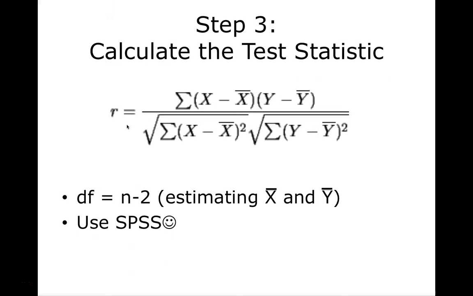We calculate the test statistic. I'm not going to spend a ton of time on this particular formula. I think your book does a nice job of breaking it down a little bit and helping you think about what this formula contains and how it works a bit. But thankfully we'll just use SPSS. And the important part is that we know when to use the correlation and that we can interpret the correlation. Our degrees of freedom is n minus 2. We're estimating two numbers here, our population mean for x and our population mean for y.